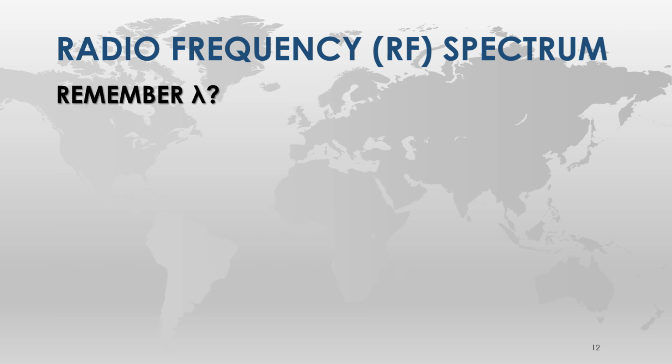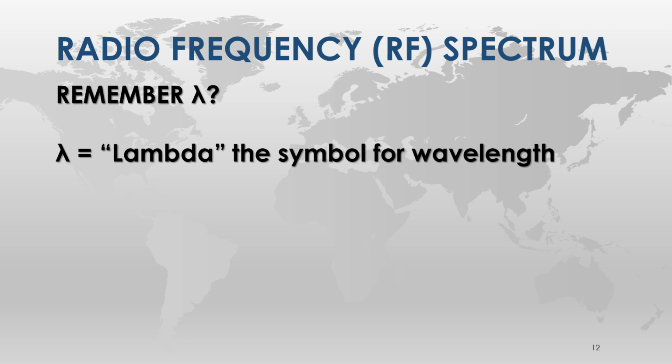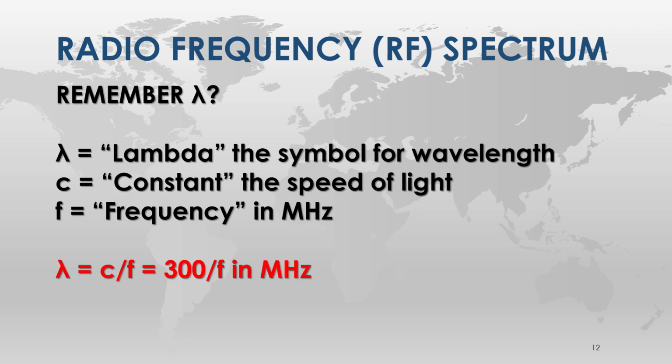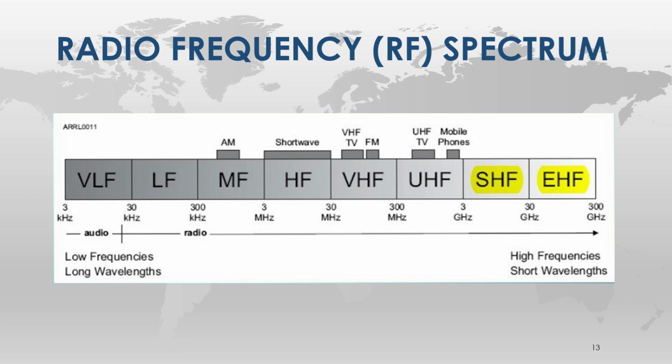Okay, remember that little sign up there? Somebody remembers. Good job. Lambda. Lambda is a symbol for wavelength. C is the constant, which is the speed of light, 300 million meters per second, or 3 times 10 to the 8th. F is the frequency in megahertz, and that's just to define it, and the formula is there. It's just 300 divided by the frequency in megahertz.